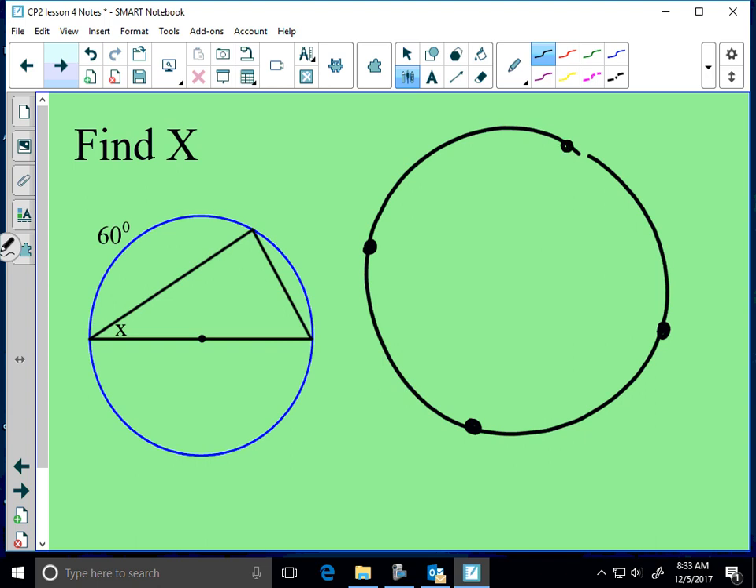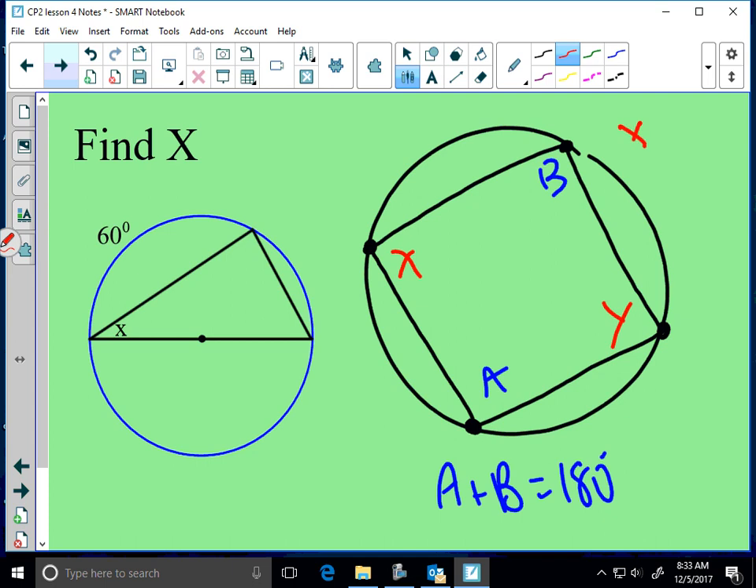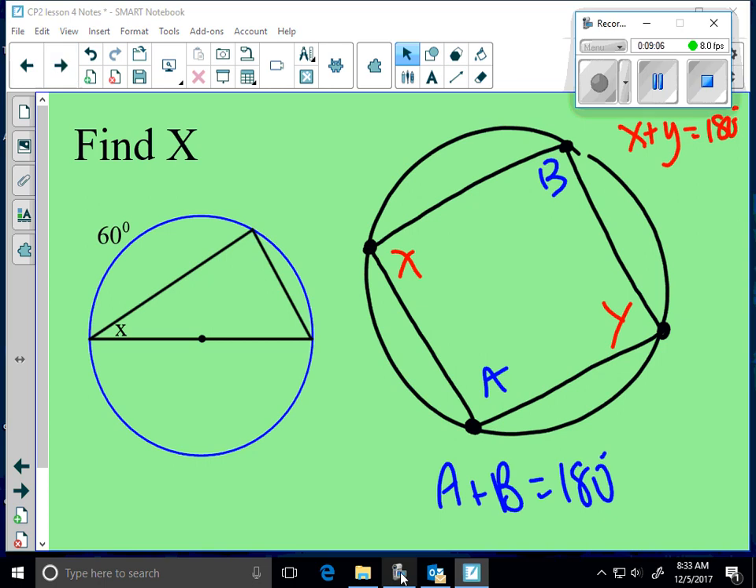Okay, fine. If I inscribe a quadrilateral, what will x and y have to add up to? You know it. 180. What will a and b have to add up to? 180. Does it mean that any of them are 90s? Not necessarily, but they could be, right? But I do know this. A plus b will always equal 180 degrees, and x plus y will always equal 180 degrees. That's a nice little shortcut that's available for you. You're welcome. That's for free.